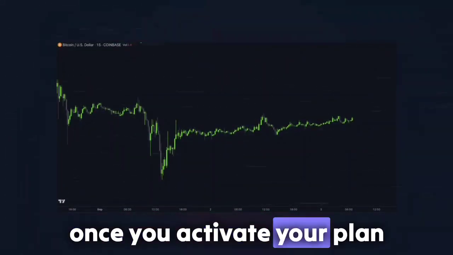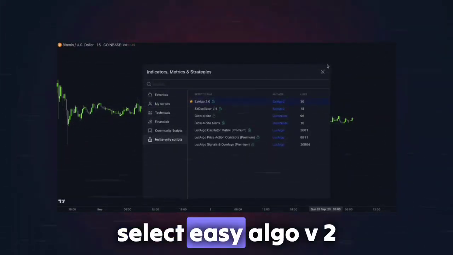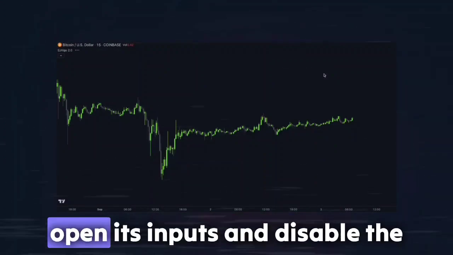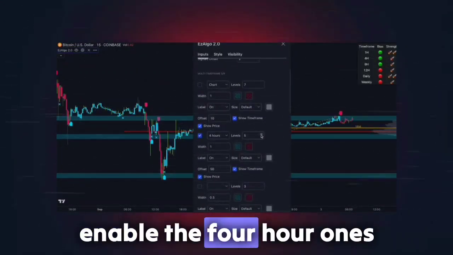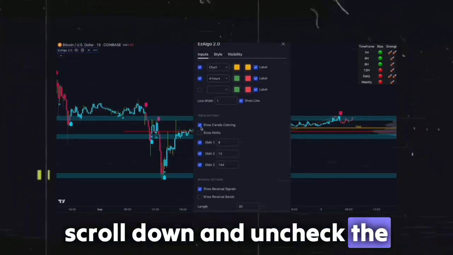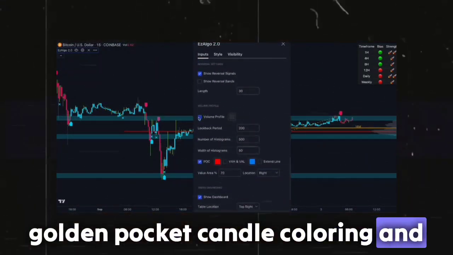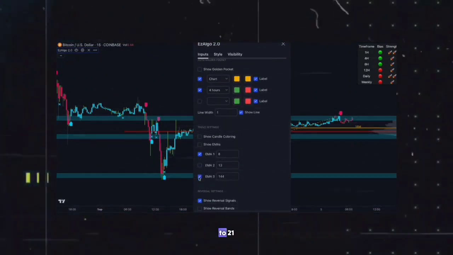Once you activate your plan, head over to Indicators and from Invite Only, select Easy Algo V2. Open its inputs and disable the current time frame levels. Enable the 4-hour ones. 3 levels are enough. Scroll down and uncheck the golden pocket, candle coloring, and volume profile. Enable 1 EMA with a length set to 21.